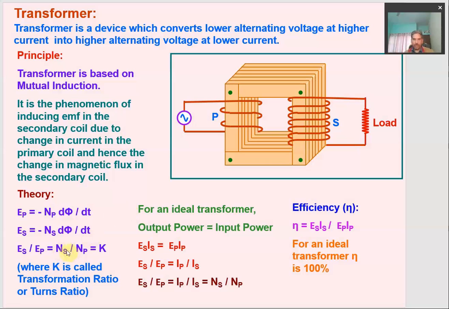So this is the ratio Ns upon Np. So the ratio of the induced EMF is nothing but the ratio of the corresponding number of turns in the primary and secondary coil. So from here we can understand that the induced EMFs are directly proportional to the number of turns in the particular coil.